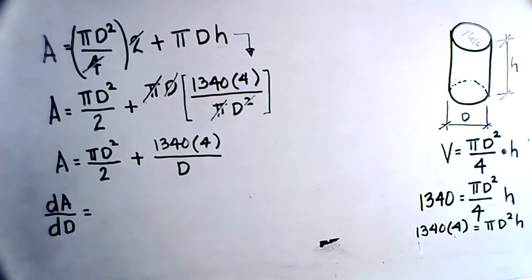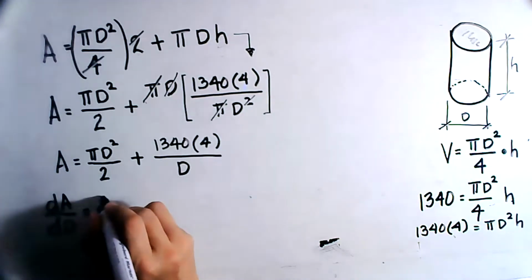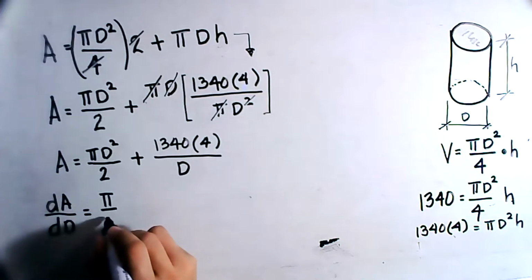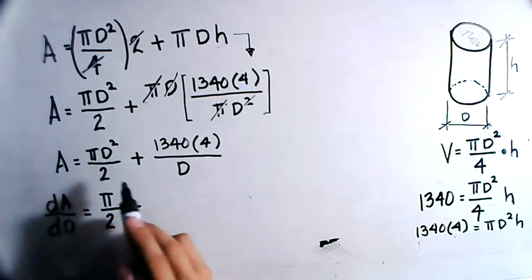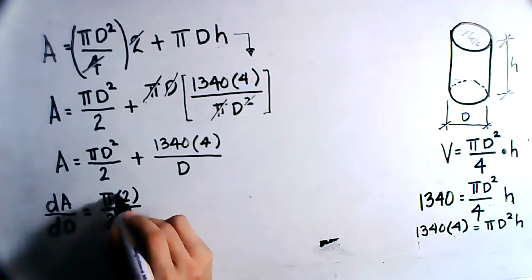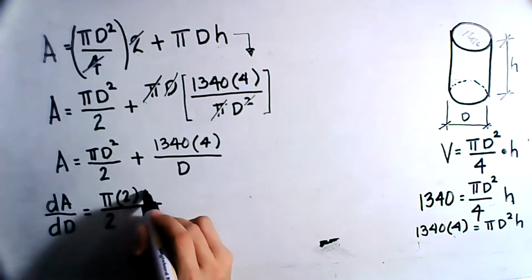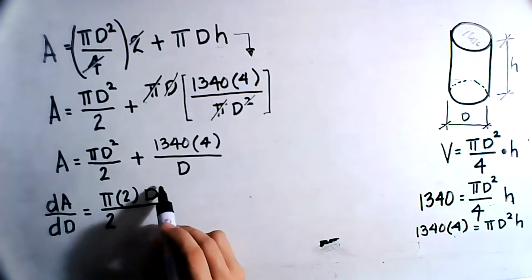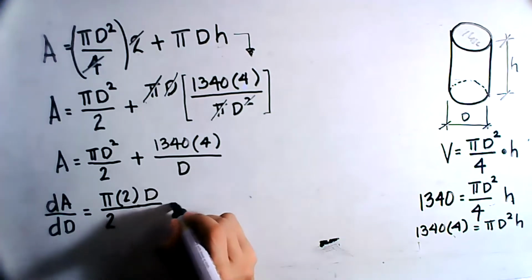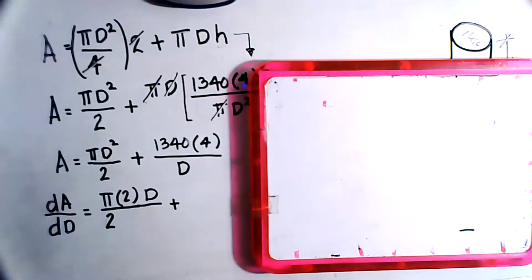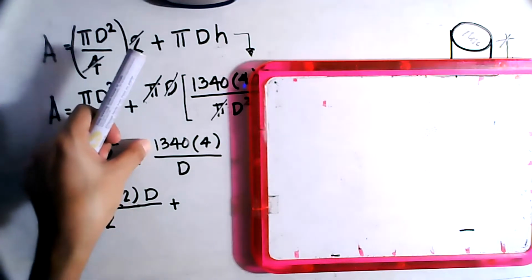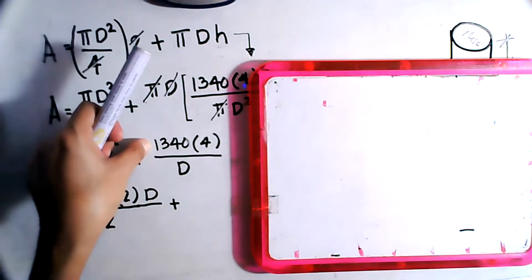Now, we are going to determine the derivative of pi d squared over 2. The derivative is pi d. Take note that if we are going to determine the derivative, the exponent shall become the numerical coefficient, and then we will have d with the exponent of n minus 1. And then you are going to add the derivative of this portion, 1,340 times 4 all over d.